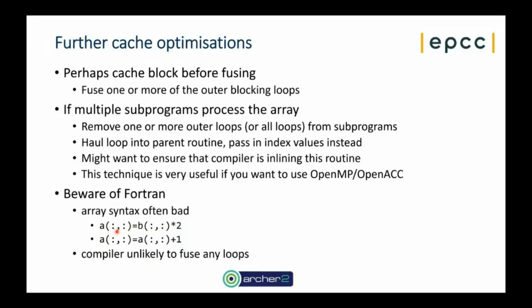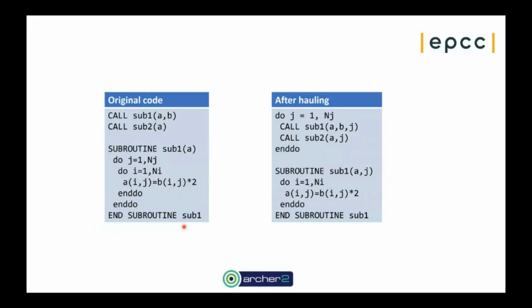So this array syntax here will actually be turned by the compiler into a big loop, but it won't fuse those things together. So if you're doing Fortran programming, there can be some optimizations from redesigning how you implement this to get better performance as well. So here's some examples.